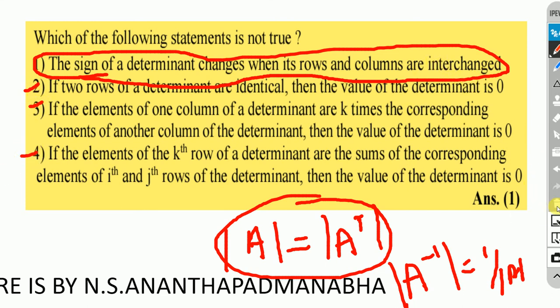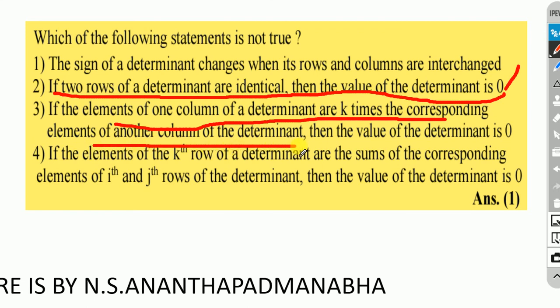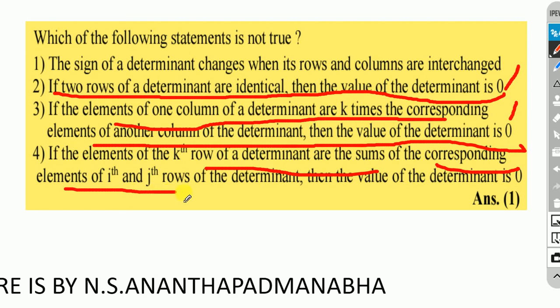But anyway, let us see what is given here. If two rows of a determinant are identical, then the value of the determinant is 0, which is correct. If the elements of one column of a determinant are k times the corresponding elements of another column of the determinant, then the value of the determinant is 0. That is, one column is proportional to another column, then the value of the determinant is 0. That is also correct.